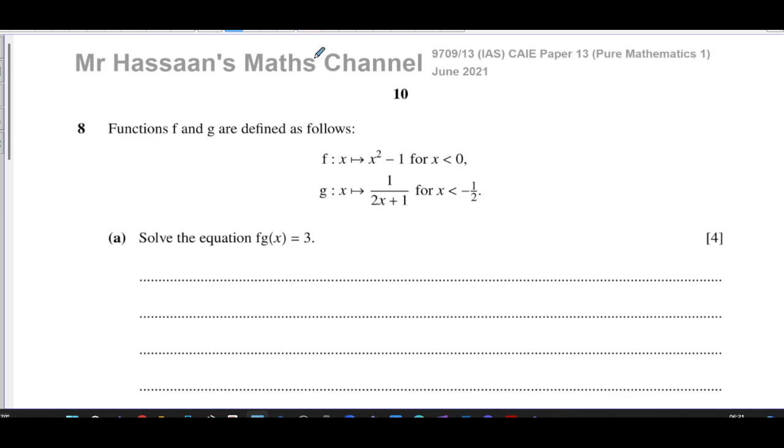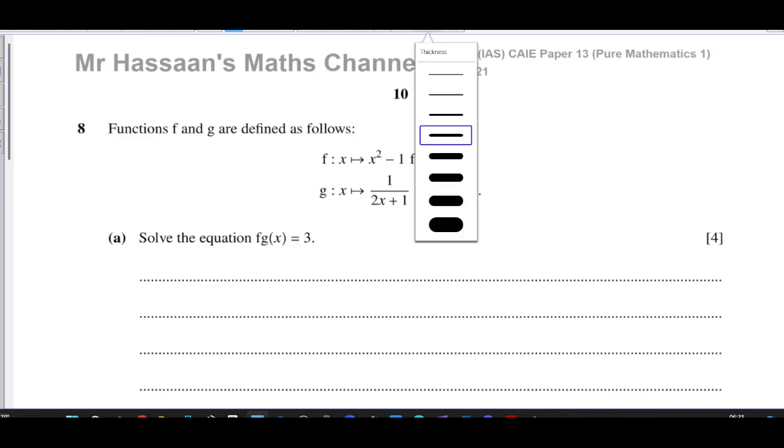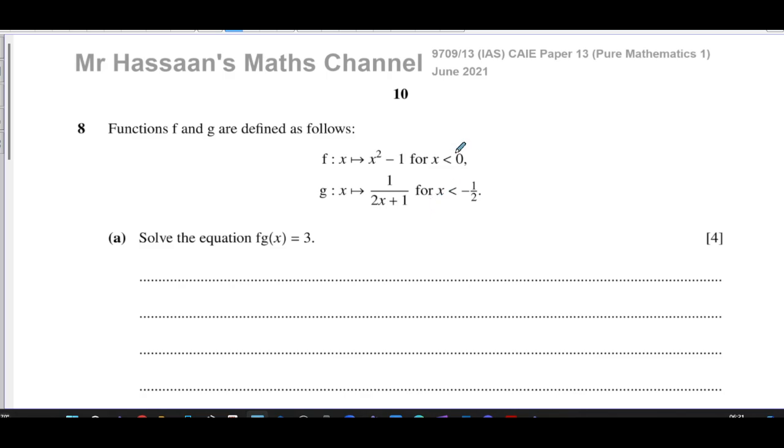Back. This is Mr. Hassan's Maths channel, and I am now going to answer question number 8 from the June 2021 International A-Level Cambridge Pure Mathematics P1 paper. This is paper 1, variant 3 from the 9709 syllabus. And this question here is about functions.